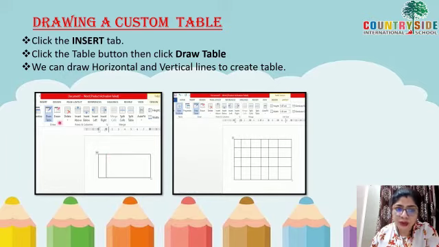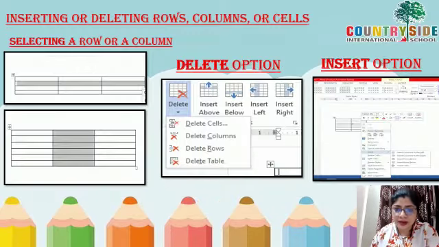Okay, for that you have to go to the Insert menu and from there click on Draw Table. When you click on Draw Table, it allows you to draw a table. See, lines are being drawn over here. Okay, so you can even draw the table by yourself by drawing horizontal and vertical lines.